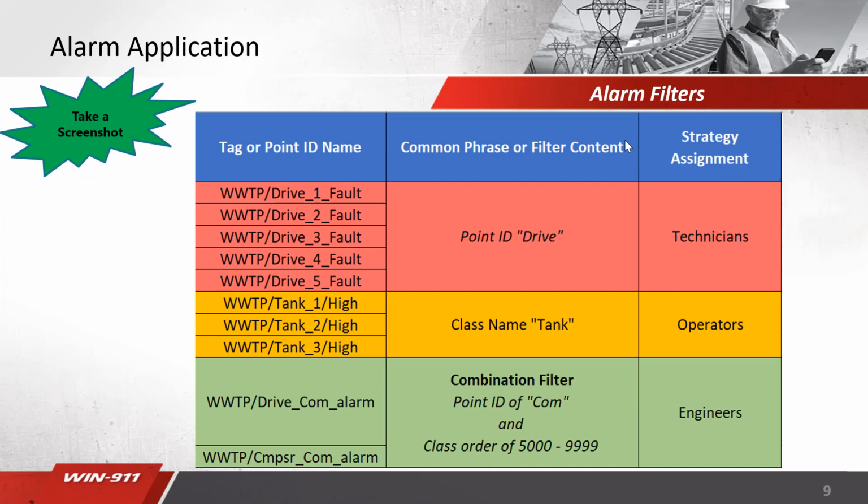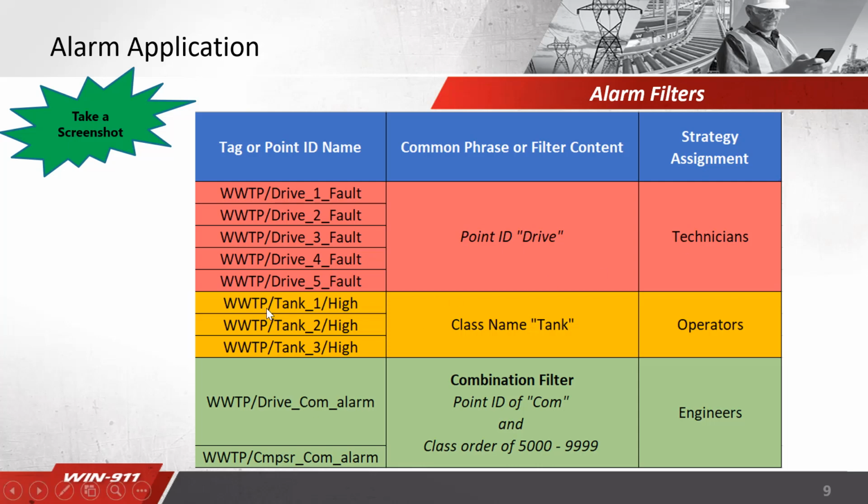On this next slide, I recommend taking a screenshot. This will be used throughout the remainder of the video to talk about some examples. So what I've created here is a couple default alarms. These first alarms here in the red, these are all drive faults, 1, 2, 3, 4, 5. The first filter we will create is a point filter. So we'll filter on the keyword for drive. When the alarms go off, we'll take them and point them to our technician strategy, which will then point to a specific call out tactic.